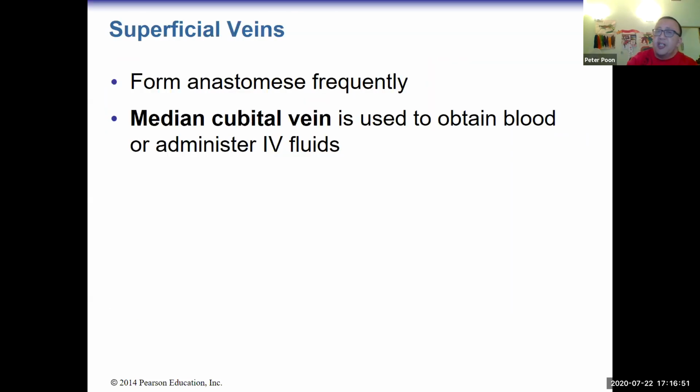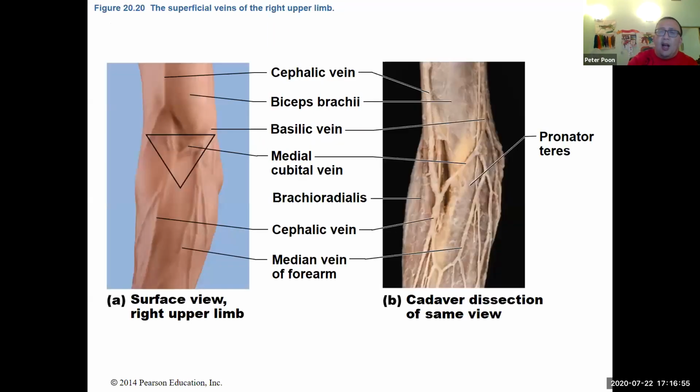The superficial veins crisscross and stuff like that, and not everyone's has the exact same pattern. So it's okay.